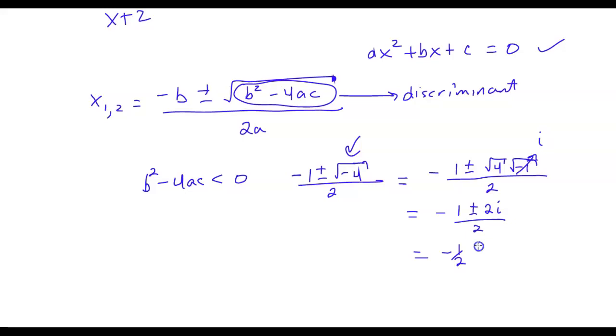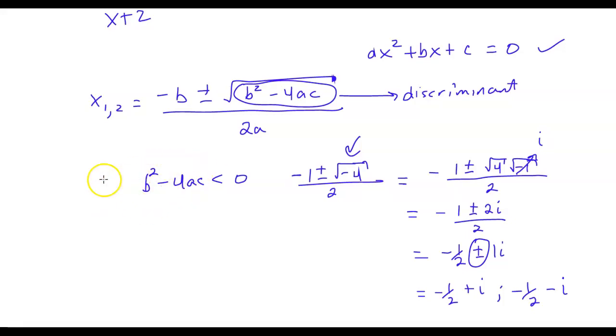And then in correct complex number form, this would look this way, okay? And so if you notice here, we have the plus or minus part, which means that one of these is going to be -1/2 plus i. The other one is going to be -1/2 minus i. And whenever we have complex solutions to a quadratic equation, they're always going to come in conjugate pairs, okay?